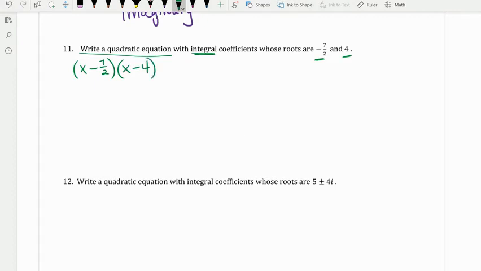So it would be minus negative 7/2. So this would actually be plus 7/2, right? So whatever your roots are, it's just always x minus whatever that root is. We can set that equal to 0 and then multiply it out. So here I do x times x, I get x squared. X times negative 4 is negative 4x. 7/2 times x would be positive 7/2 x. And then 7/2 times negative 4 would be negative 28 halves. But 28 divided by 2 would give us 14.